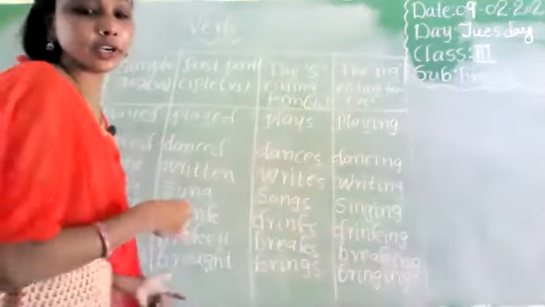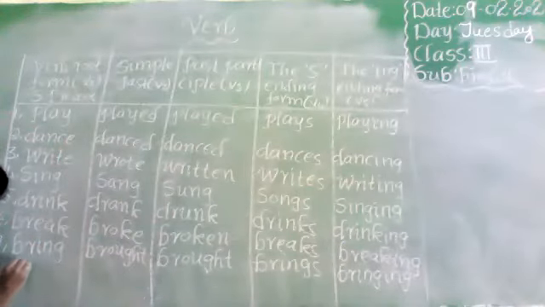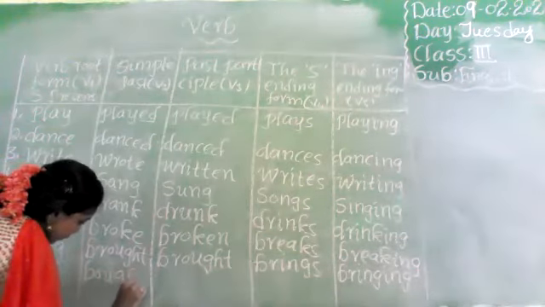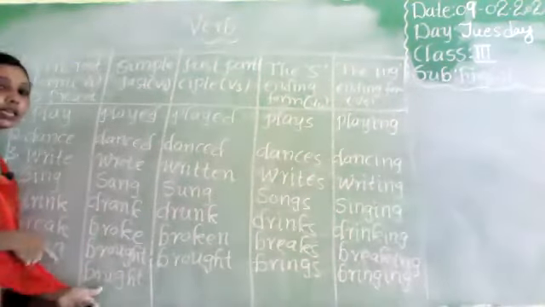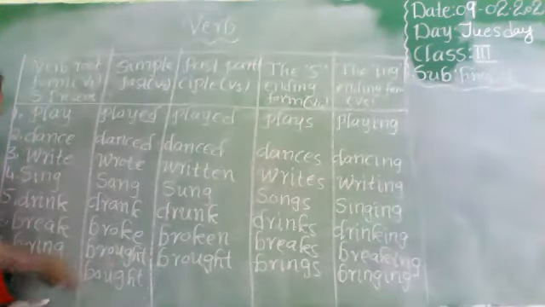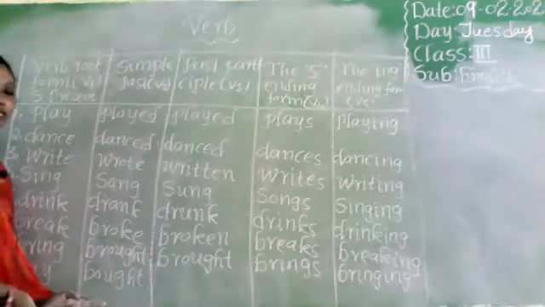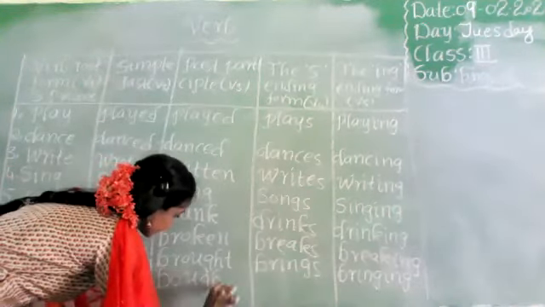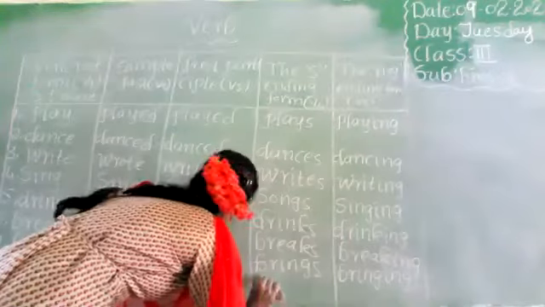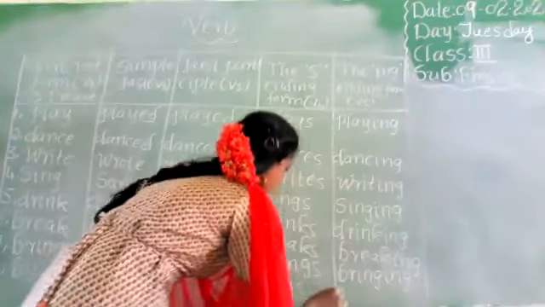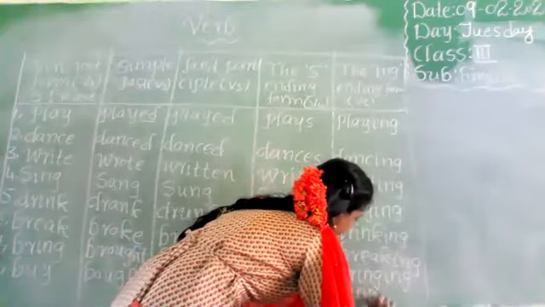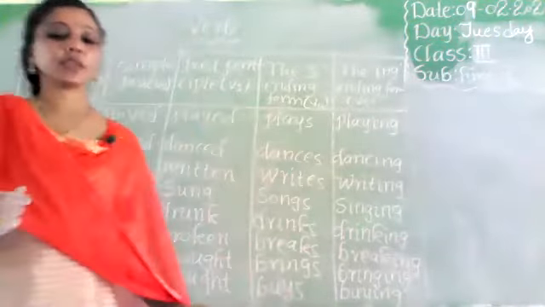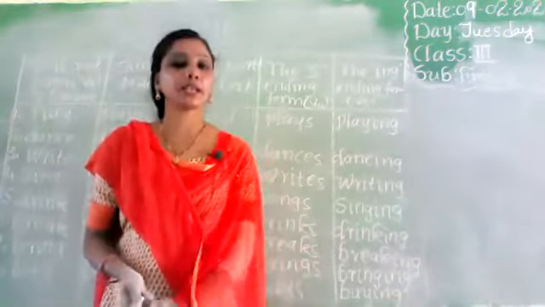Okay, next word, buy, bought. Don't be confused between brought and bought. If we write bring, then we write brought. If we write buy, we write bought. Or here, buys. So these are the verbs, and remaining verbs I will explain in the next class.